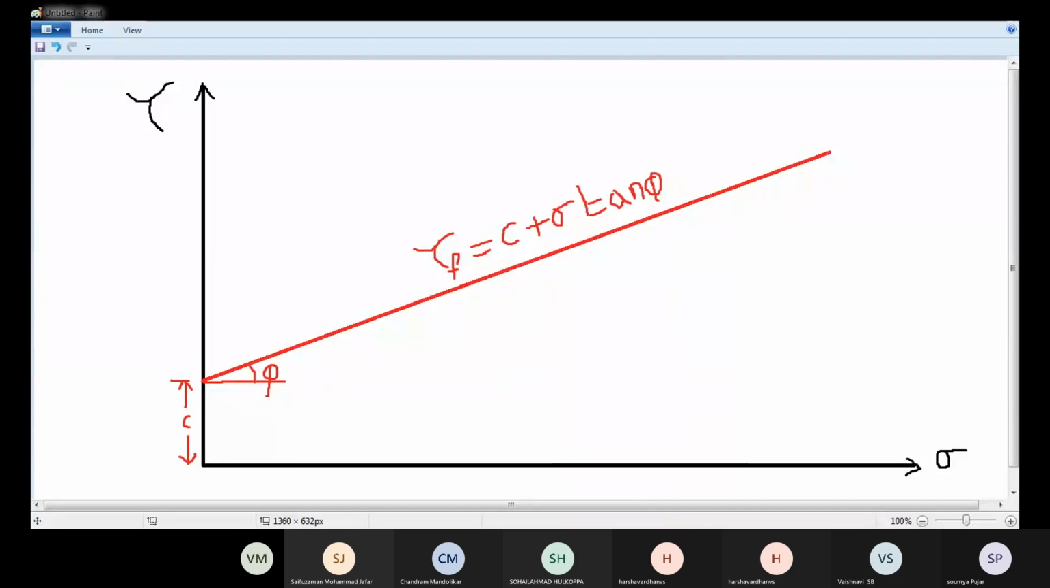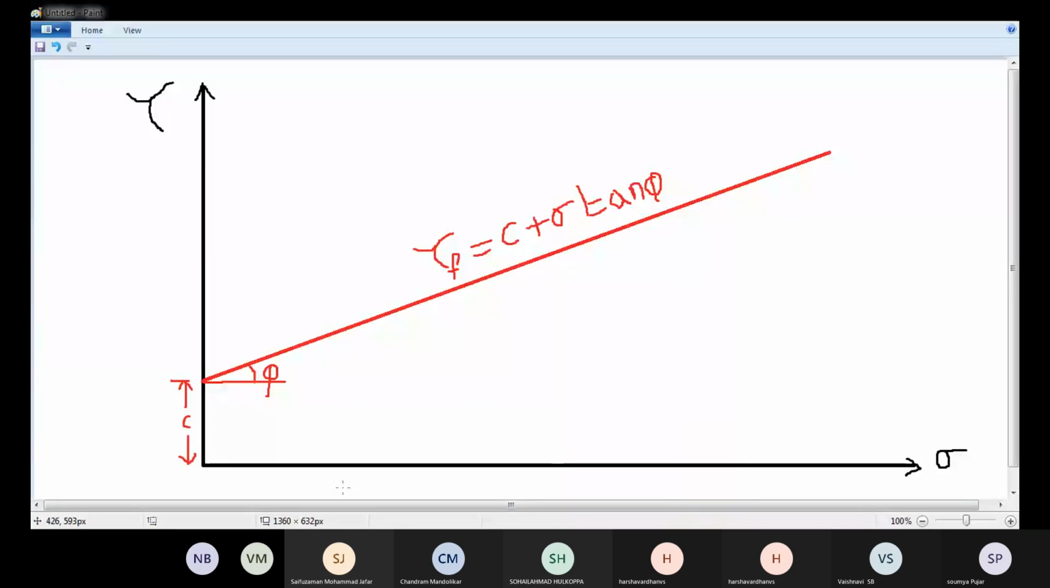Before we start with today's topic, we'll just do a quick revision of yesterday's class. In yesterday's class, we learned about the concept of shear strength and why we should be studying this concept, and what are the different theories put forward to determine the shear strength. There is Mohr's theory, there is Coulomb's theory.